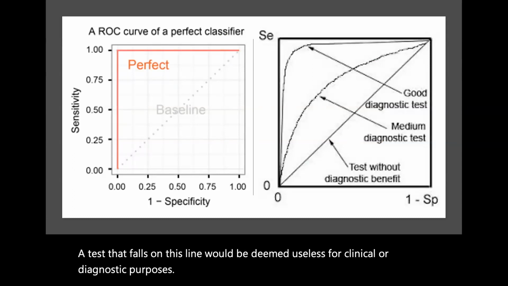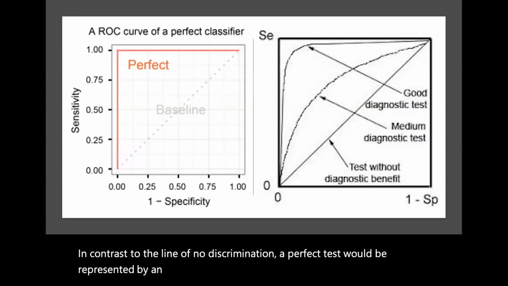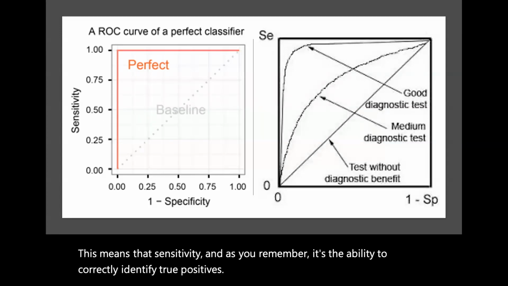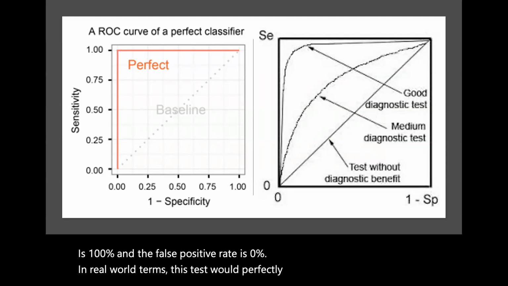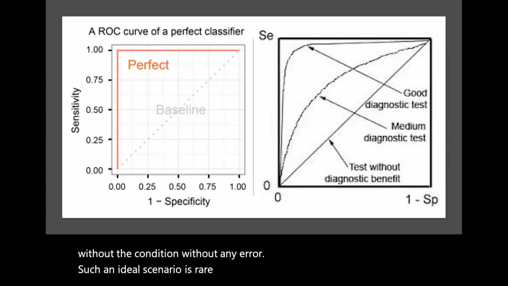In contrast to the line of no discrimination, a perfect test would be represented by an ROC curve that reaches the top left corner of the graph. This means that sensitivity, and as you remember, it's the ability to correctly identify true positives, is 100%, and the false positive rate is 0%. In real world terms, this test would perfectly classify all individuals with and without the condition without any error. Such an ideal scenario is rare in practice, but serves as a theoretical goal for diagnostic test development.